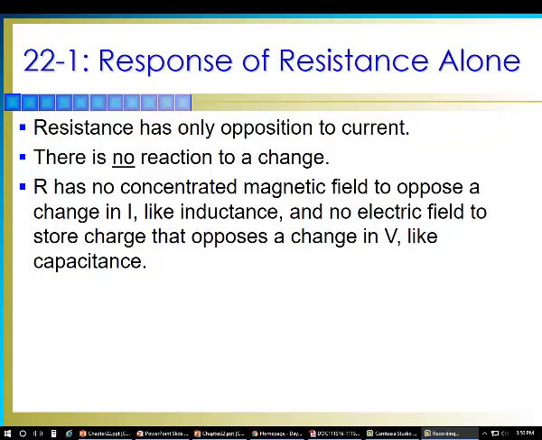And the electric field, the stored charges in the capacitor, is another type of reactance. That's capacitive reactance, and this reactance is the opposition to the change in voltage, not the change in current, but the change in voltage in capacitors. So the three types of opposition that we have are resistance, from the resistors, inductive reactance from inductors, and capacitive reactance from the capacitors.